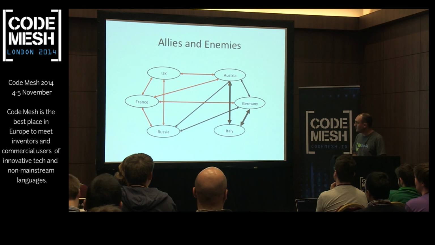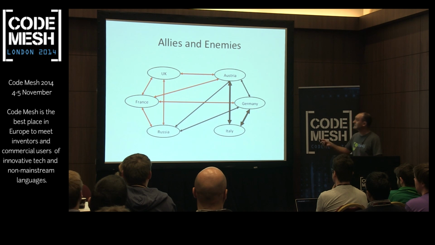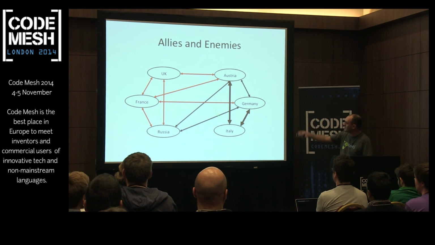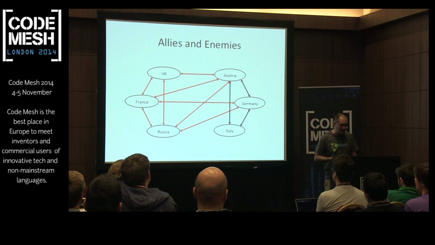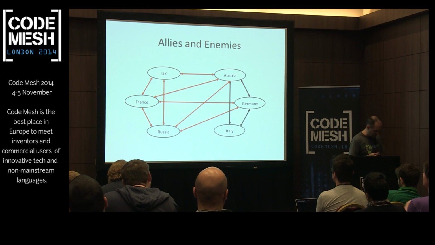So let's make some triangles. We can make this triangle. We can introduce Italy into the graph. Italy becomes a friend of Austria and a friend of Germany, making a stable triadic closure here. This is known as the Triple Alliance historically. And then you can see how the graph evolves again.